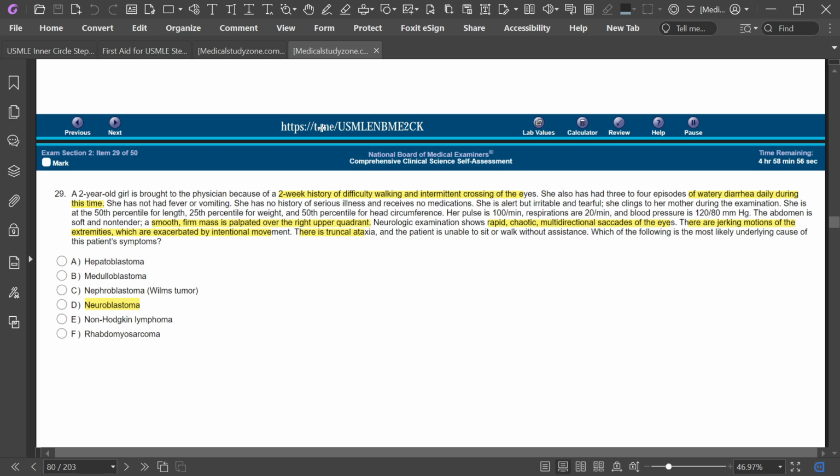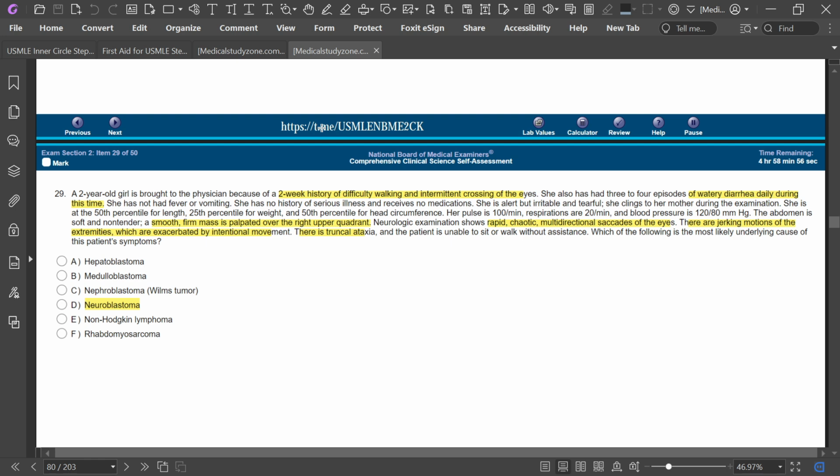She's alert, but irritable and tearful. She clings to her mom during the exam. She is at the 50th percentile for length, 25th percentile for weight, and 50th percentile for head circumference. Pulse is normal, respiration normal, BP normal. Abdomen is soft, non-tender. A smooth, firm mass is palpable over the right upper quadrant.